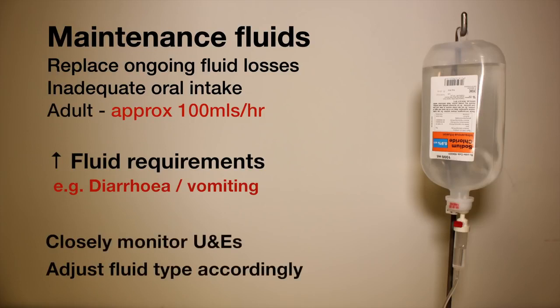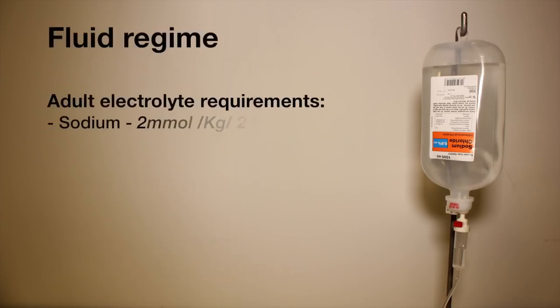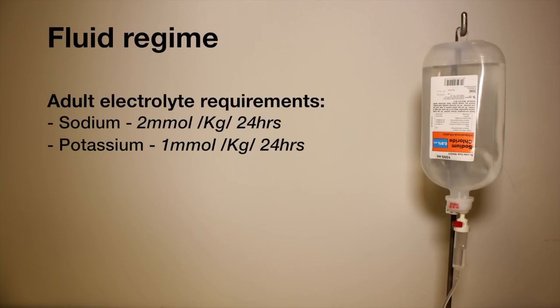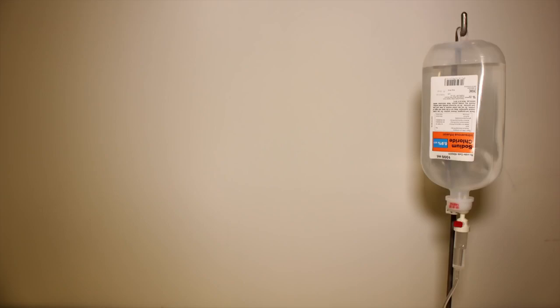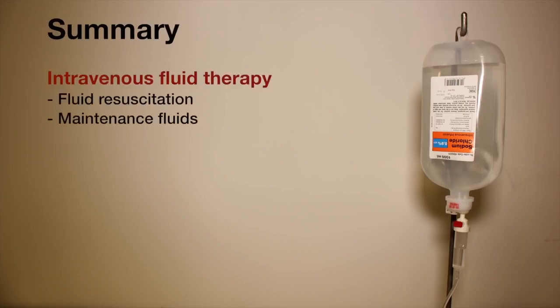Throughout the period of intravenous fluid replacement, blood electrolytes should be regularly checked and the type of fluid administered varied accordingly. When planning the fluid regime, remember that adults require about 2 millimoles of sodium per kilogram and about 1 millimole of potassium per kilogram every 24 hours. A typical fluid regime may consist of alternating bags of normal saline with or without potassium chloride, 5% dextrose and Hartmann solution. In this video, we have discussed fluid therapy in the context of resuscitation and maintenance scenarios and have considered fluid choice and rate of delivery.